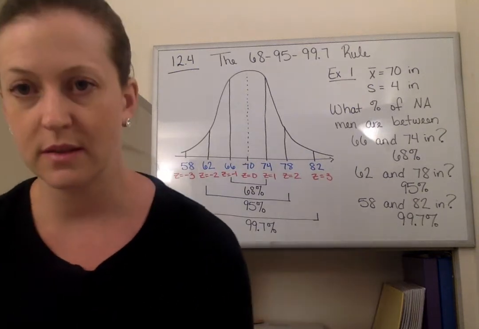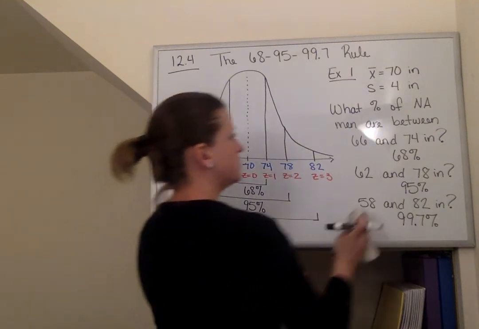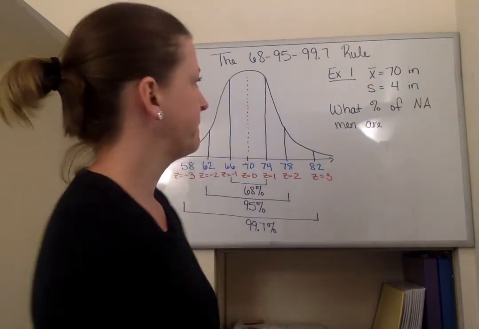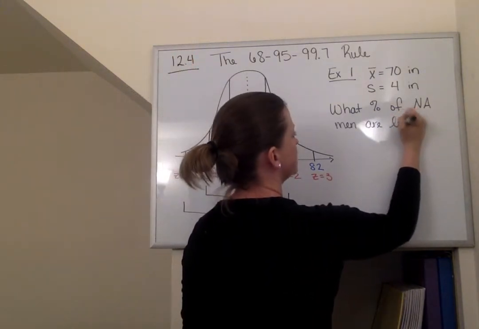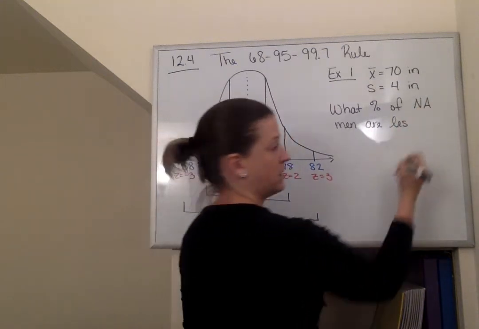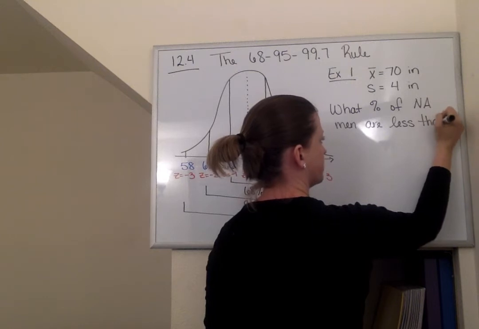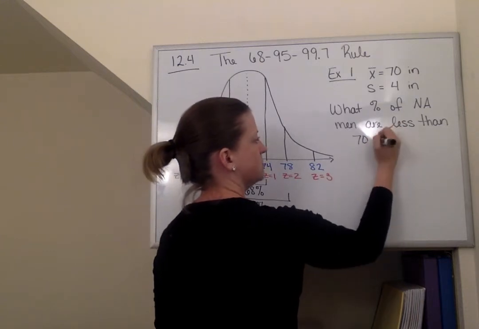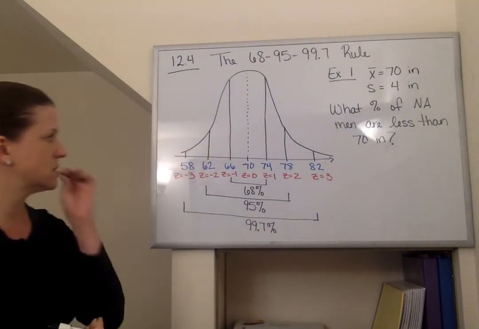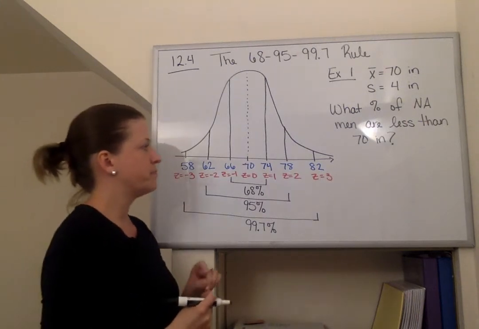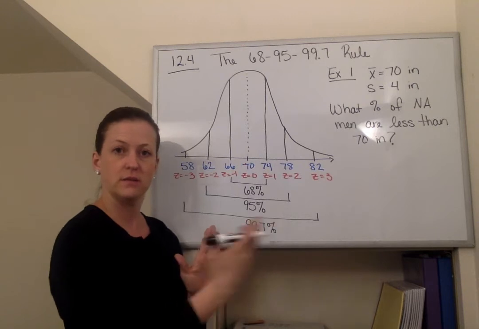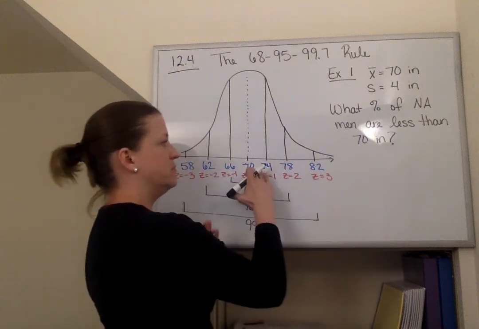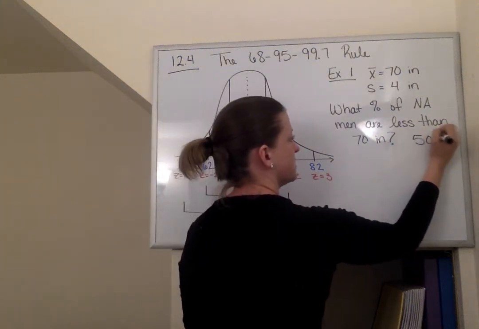So, let's get a little bit more complicated. What about just what percent of North American men are less than, we'll start somewhat easy, 70 inches. So if you remember, we said if it's less than the mean, that's half, that's 50%. So the mean was 70, so this is 50%.